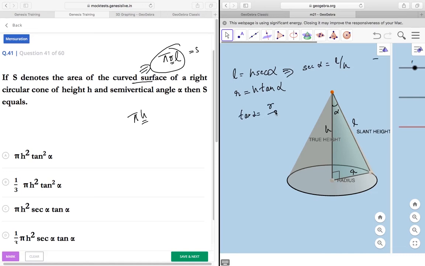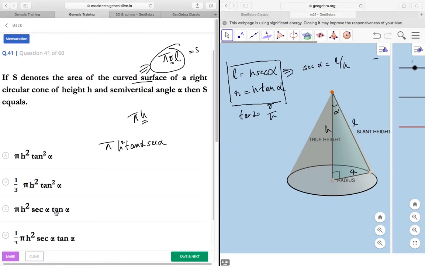So tan alpha is the opposite divided by the base, so it is r by h. Great. So you have expressed L and r in terms of h and alpha. So just substitute the value in the place of pi rl. So you will get pi into r is h tan alpha and L is h secant alpha. So I'll directly write h square secant alpha. So look at the options. You have this option here, option C, which is the same value. So that's your answer.